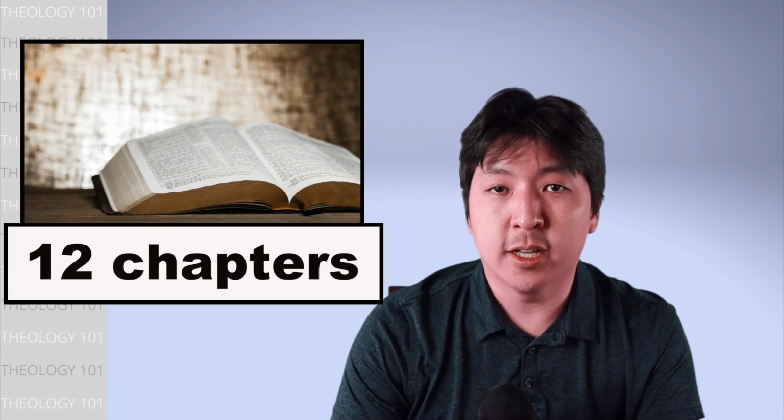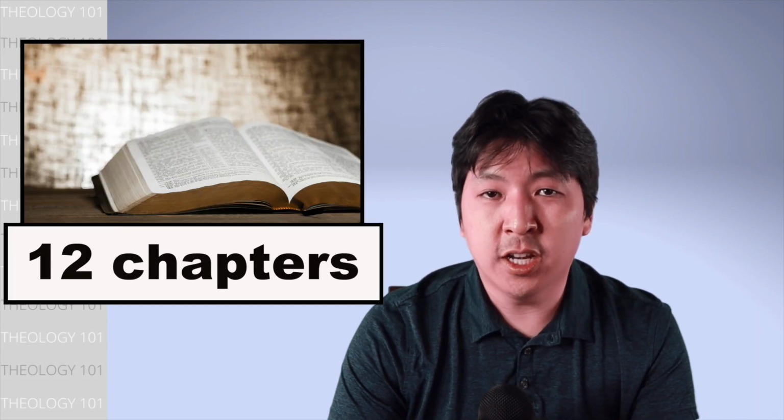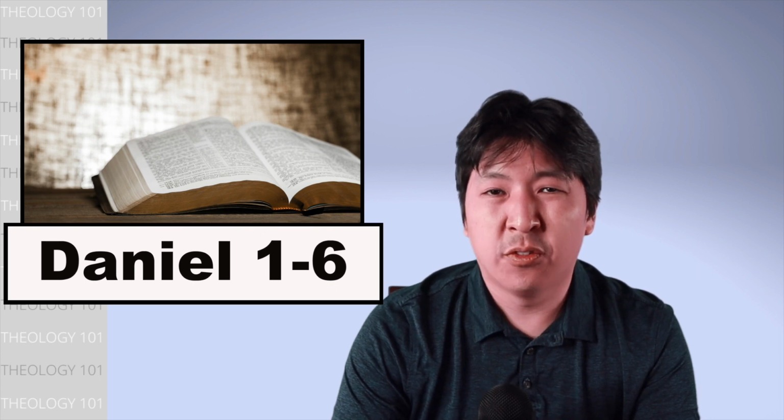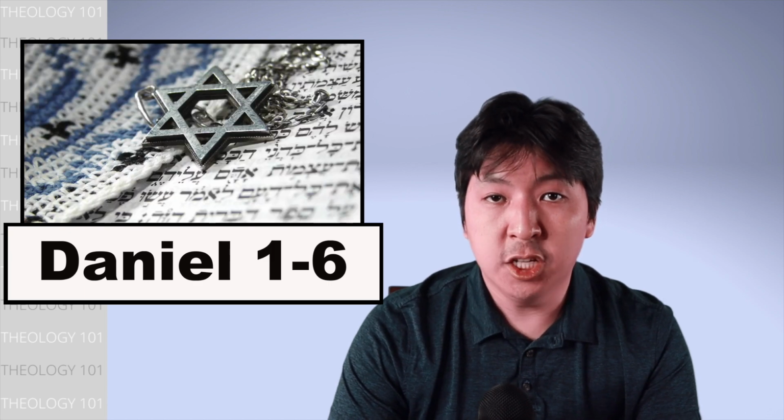Let me go over the structure of Daniel. The book of Daniel has 12 chapters and can be divided into 2 parts. The first part, Daniel chapters 1 through 6, provides the historical context and background of Daniel and the experiences of the Israelites during his time. These chapters give insight into Daniel's life and the challenges he faced living as an exile in Babylon. The second part, Daniel chapters 7 through 12, shifts the focus to Daniel's visions and prophecies about God's future kingdom that will come on earth.